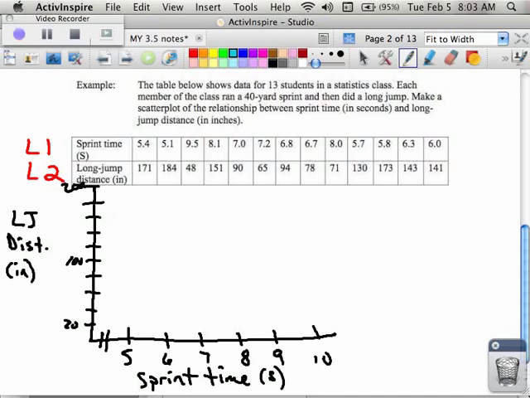So as I'm plotting these different points, at 5.4, I'm at 171. So that's maybe somewhere up in here. And then at 5.1, I'm at 184. And then at 9.5, I'm at 48. And my graph may look a little bit off because I'm trying to judge this while looking vertically here. 8.1, I'm at 151.